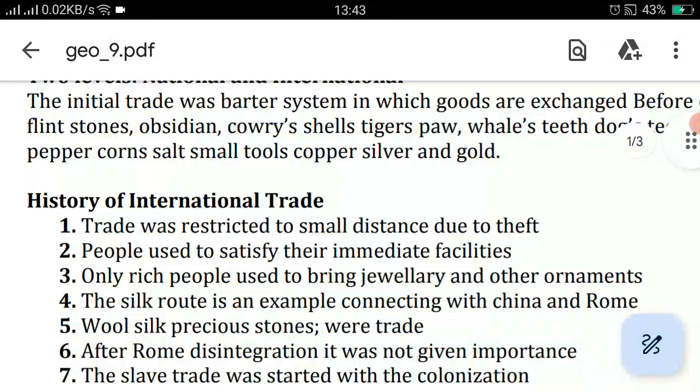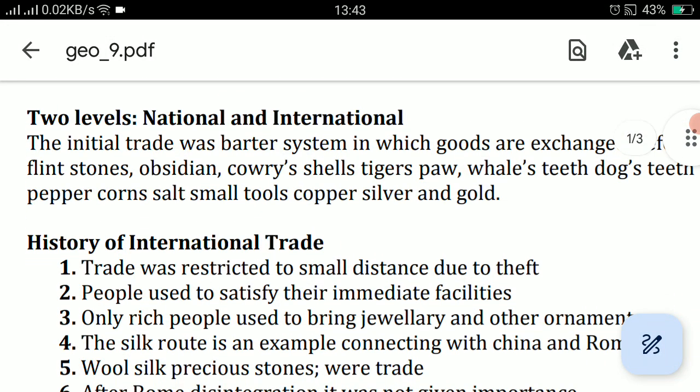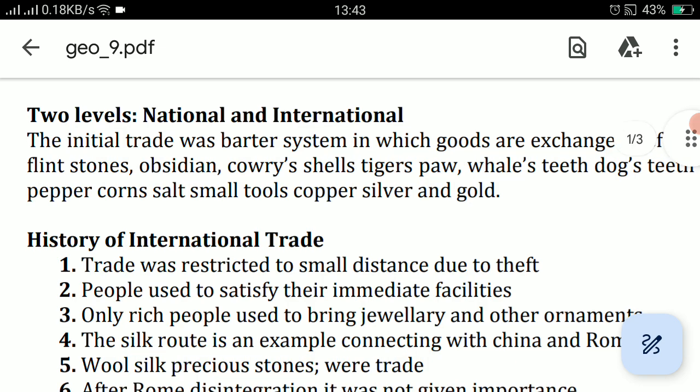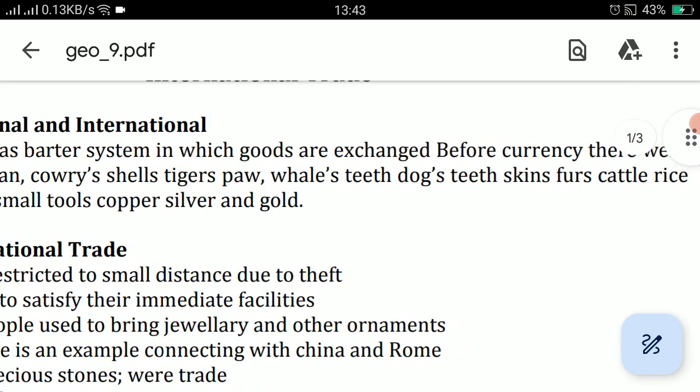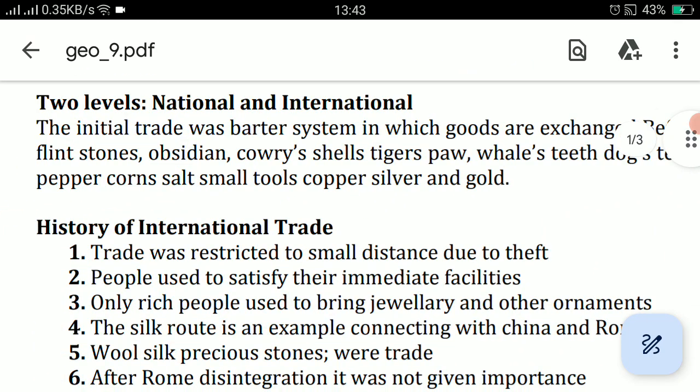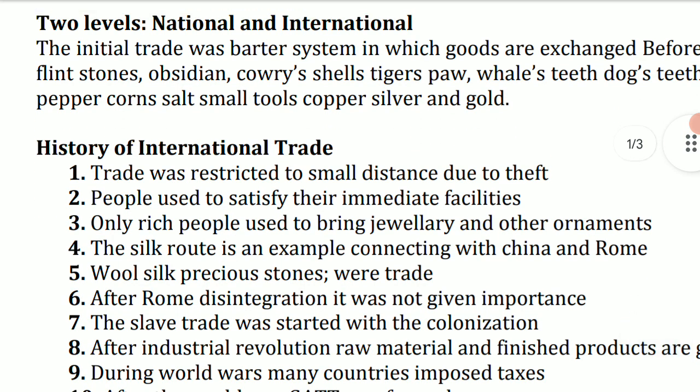There were flint stones, obsidian, cowrie shells, tiger paw, whale's teeth, dog's teeth, skin furs, cattle, rice, pepper, corn, salt, small tools, copper, silver, and gold. All these things were exchanged on the barter system. Now, what is the history of international trade?